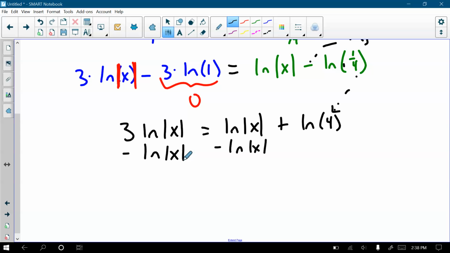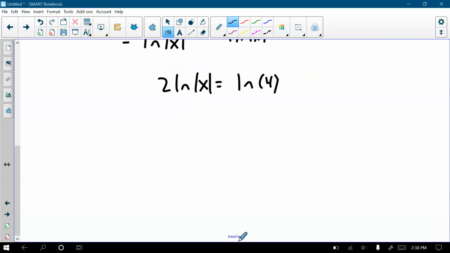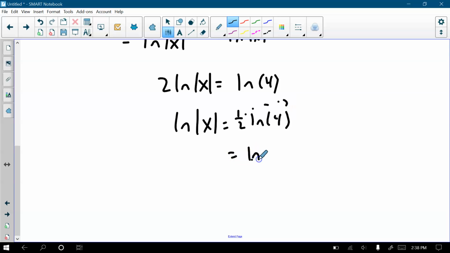And now I end up getting 2 ln absolute value of x equals ln of 4. If we divide both sides by 2, we get ln absolute value of x is equal to 1/2 ln of 4. But if I put a 1/2 here, that's the same thing as moving it up here, which is ln of 2. The reason it's ln of 2 is the square root of 4, which looks like the absolute value of x is going to be equal to 2.